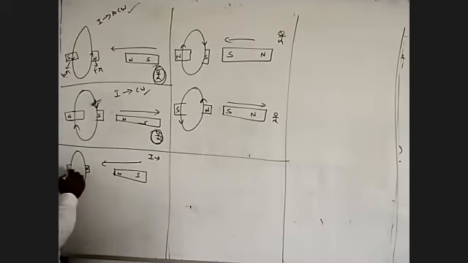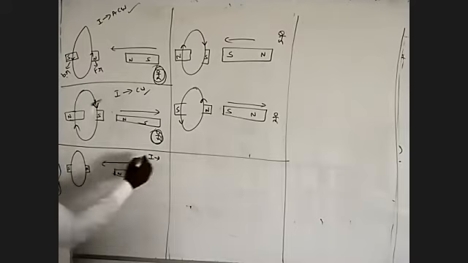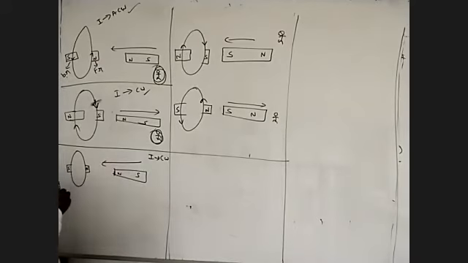The face the observer sees is a south pole. South pole means the current is in the clockwise direction. Clockwise means this is the current direction. Don't confuse this, it is very, very important.